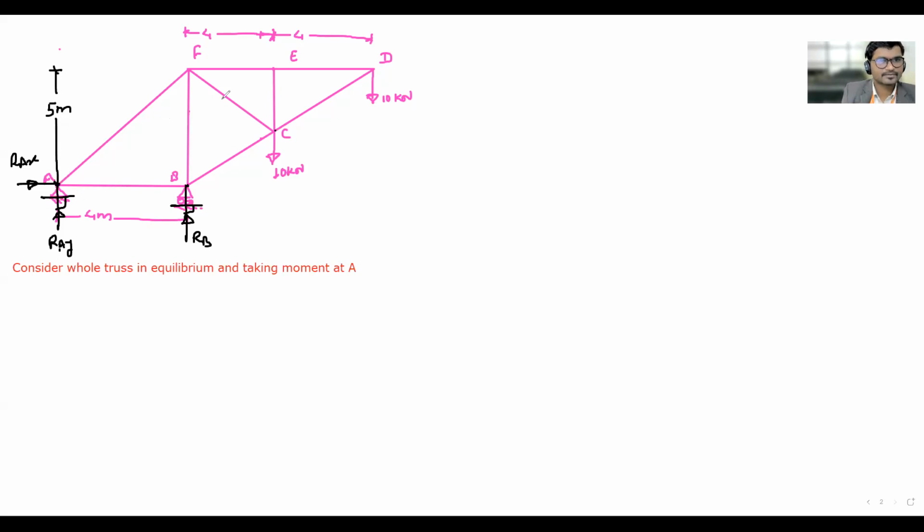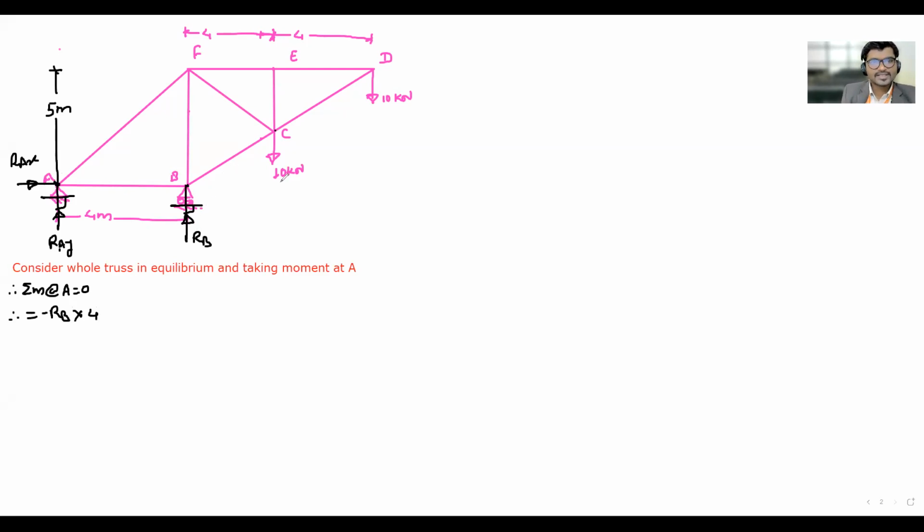Okay, now take the moment at A. Therefore the summation of moment at A equals 0. Which reactions, which forces will become 0 as a moment? RAY and RAX will become 0. Then what about the RB? How is RB going to rotate about point A? Taking A as the point, at B it rotates anticlockwise. It will be negative: minus RB into distance, 4 meters.